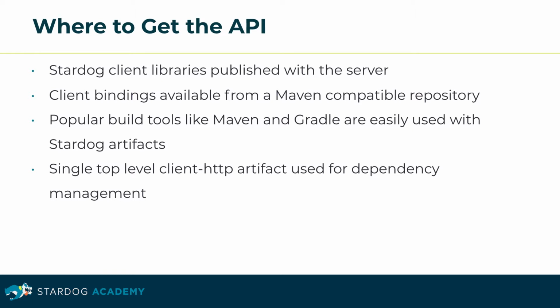Some customers will make copies of those dependencies and put them in their own internal Maven repository. We also have top-level artifacts used for dependency management, so there won't be that many options there in terms of dependency management. You just basically add the dependencies to the Stardog API, and you should have everything you need.